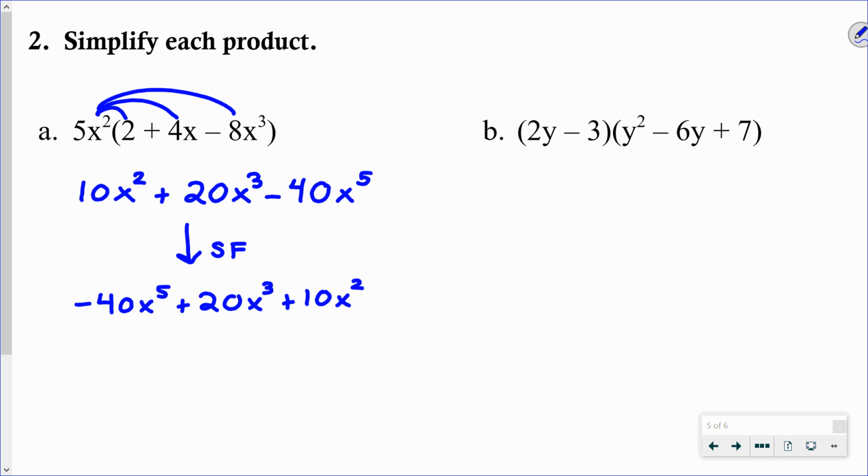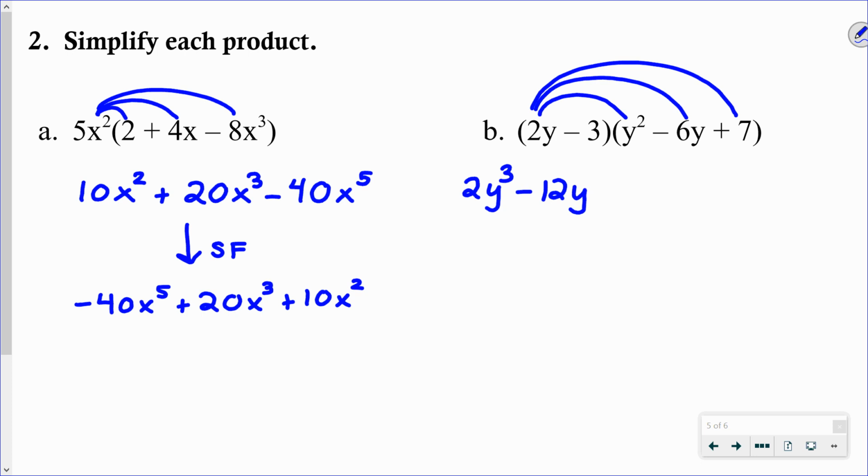All right, this next problem, I think I'm going to do the double distribute just because. But if you want to do the boxes, go ahead and do the boxes. So for double distributing, I'm going to do all the blue loops first. So 2y times y squared is 2y to the third. 2y times negative 6y is negative 12y to the second. And then 2y times 7 is 14y.